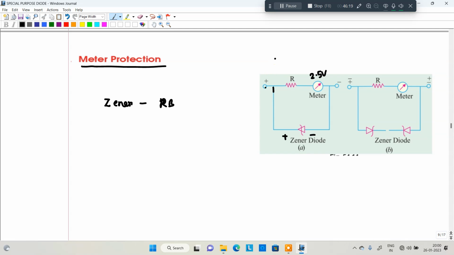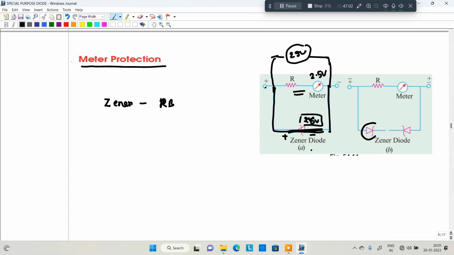Whenever you connect by mistake, instead of 2.5 volt, 25 volt. In that particular case, the Zener diode is designed for some precaution value, 2.5. For example, I can design this Zener voltage to be 2.5 volt, or 2.6 volt otherwise. Whenever you design for 2.6 volt and connect more than 2.5 volt here, otherwise 25 volt, whenever it is more than 2.6 volt, the Zener diode is going to conduct. Whenever it conducts, what will happen? The total current is diverted from here, and the meter is going to be safe.